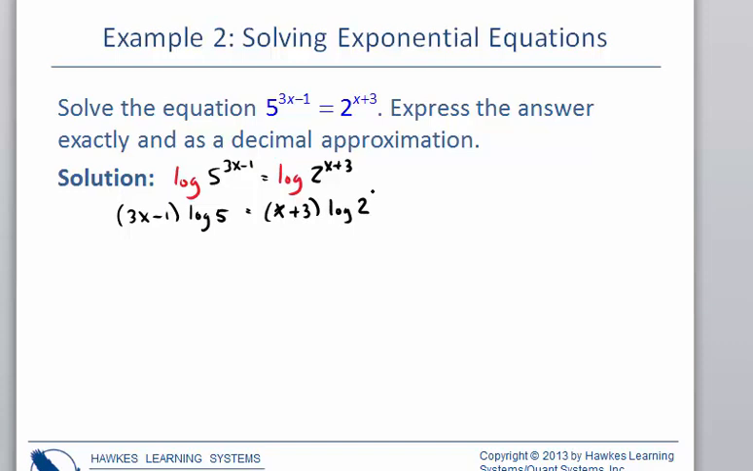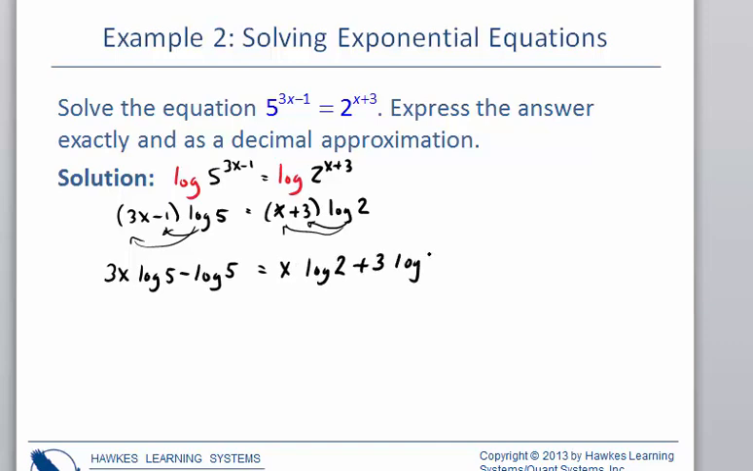Okay, now again, our goal is to solve for x. So since we have a parenthesis on both sides, we may want to go ahead and distribute. So we could multiply this log 5 times both of those terms, and we can multiply the log 2 by both of those terms. So that's going to give me 3x log 5 minus 1 times log 5 is equal to x log 2 plus 3 log 2.